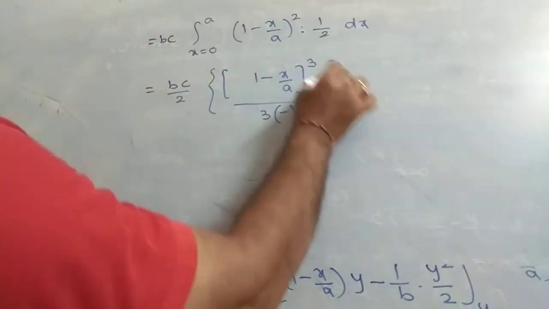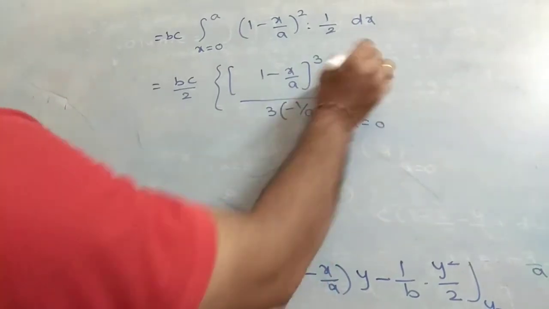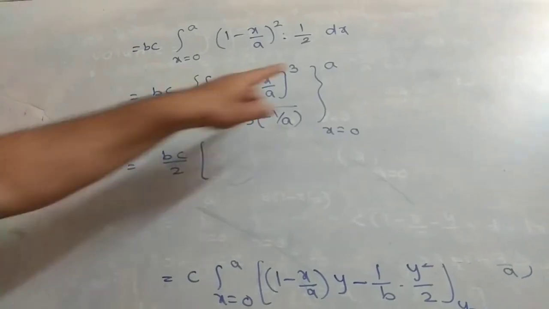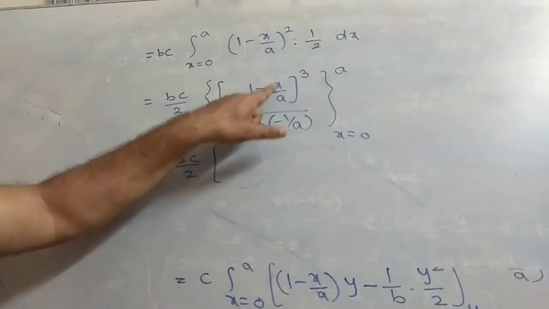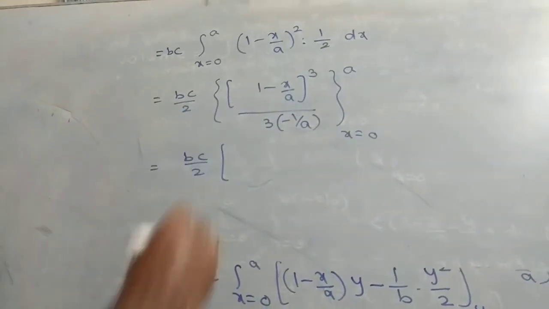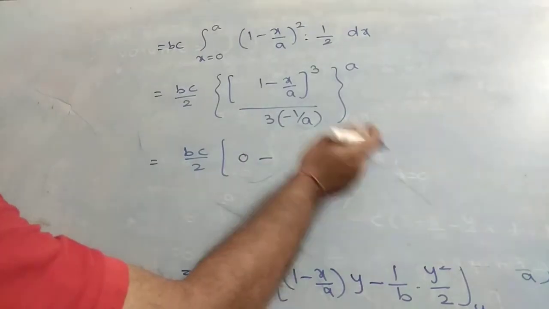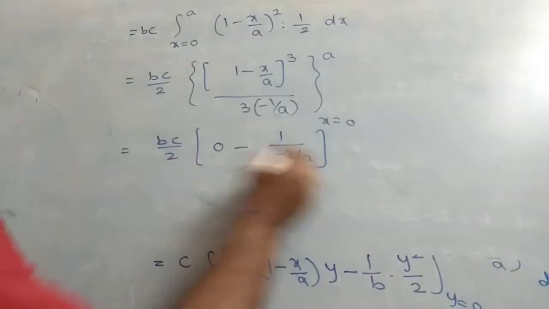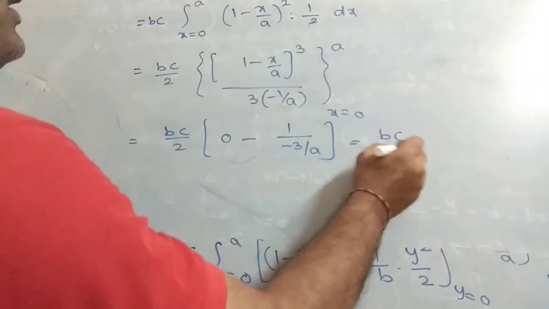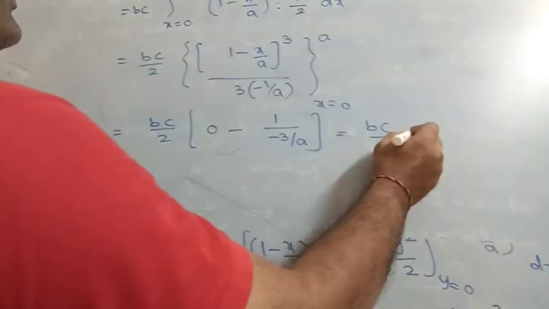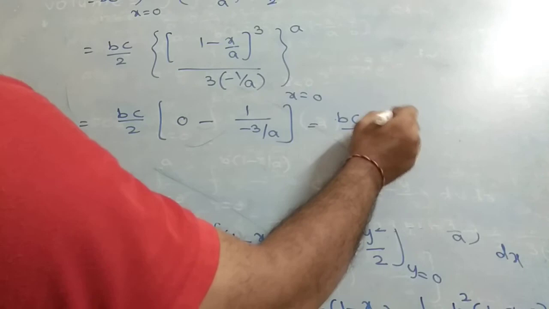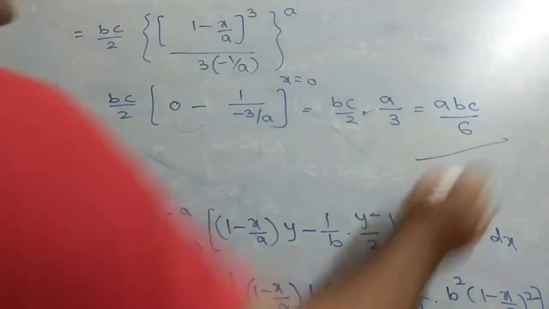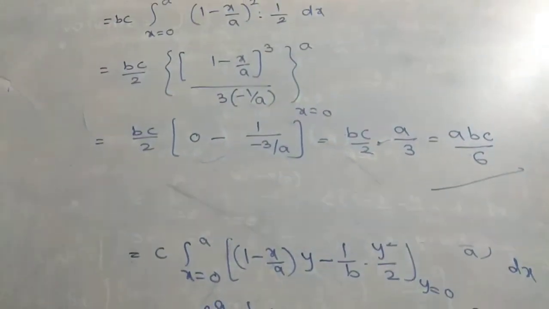And what about the limits now? That limits are x equal to 0 to a. So total it is bc by 2. Now I am substituting your upper limit. In the place of x you substitute a. 1 minus a by a. So 1 minus 1 is totally 0. Upper limit is 0. Minus, when I write x equal to 0, you will get 1 divided by minus 3 by a. Okay. Now this is equal to bc by 2. It is minus into minus is plus. So totally you will have here it is into a by 3. Or I can write abc divided by 6. That is your final volume of a given equation.